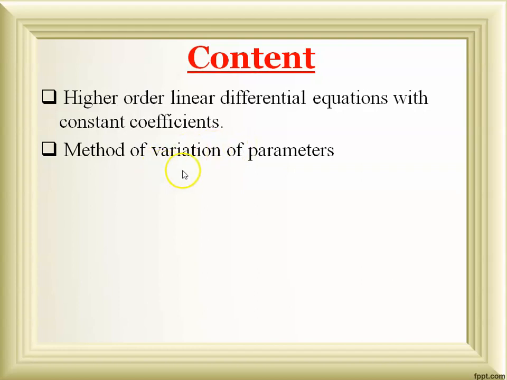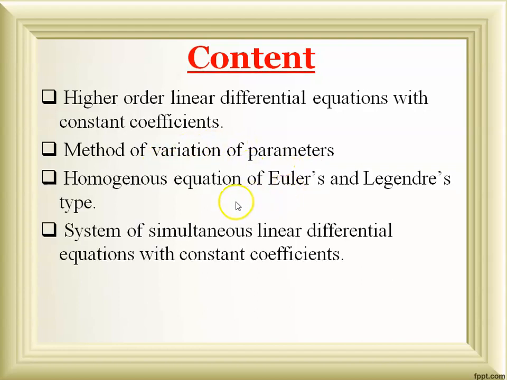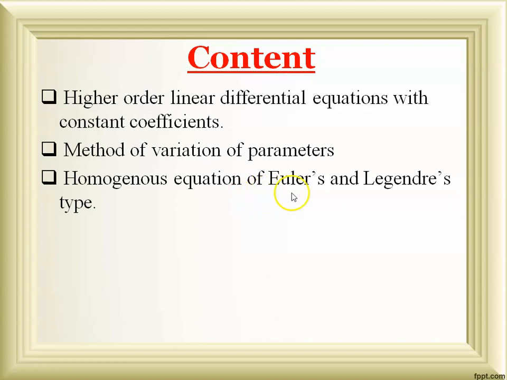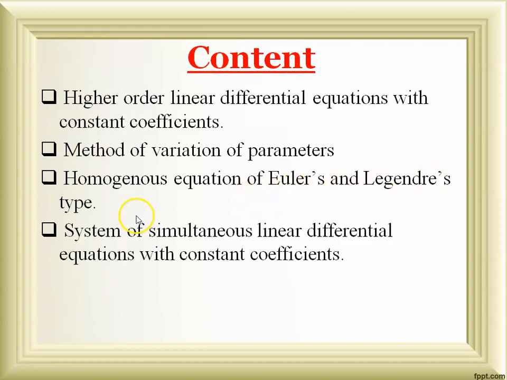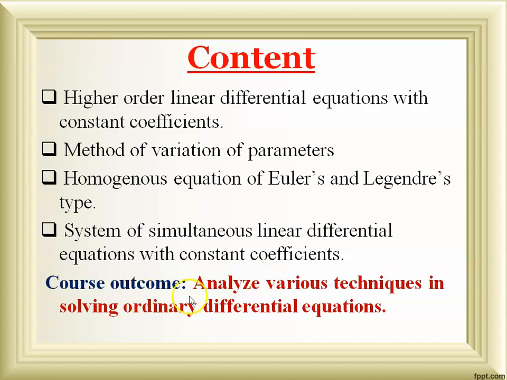The second one is the method of variation of parameters. The next is homogeneous equations of Euler's and Legendre's type. The last one is the system of simultaneous linear equations with constant coefficients. After completing this learning, students will be able to analyze various techniques in solving ordinary differential equations.